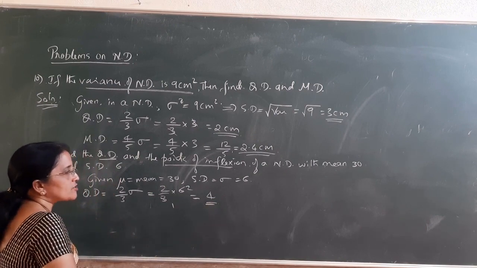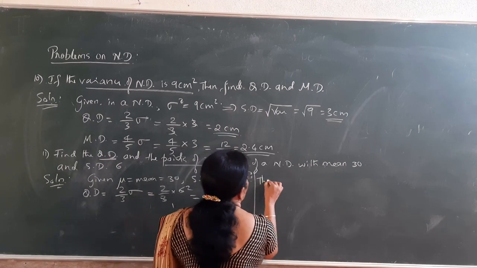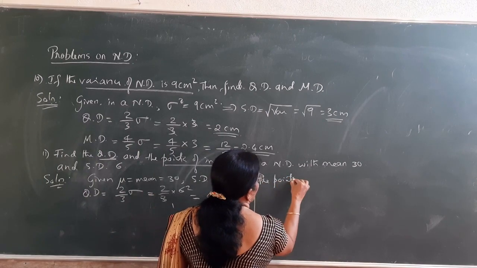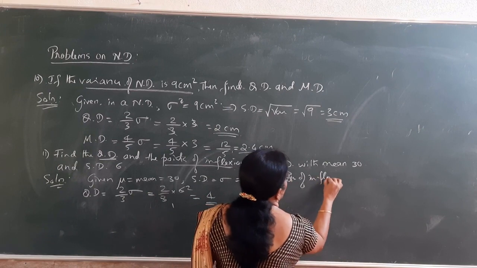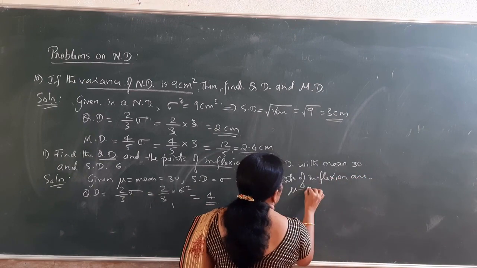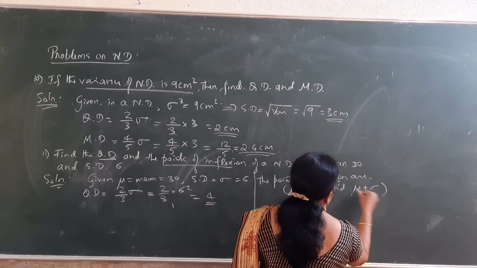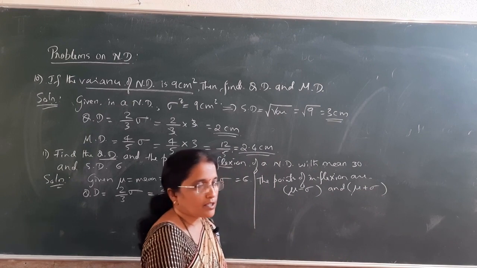Next, the points of inflection. What are the points of inflection? The points of inflection are mu minus sigma and mu plus sigma, right? We know that, we studied in the feature.